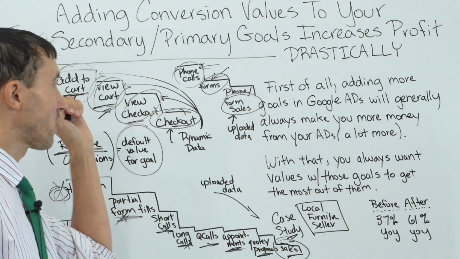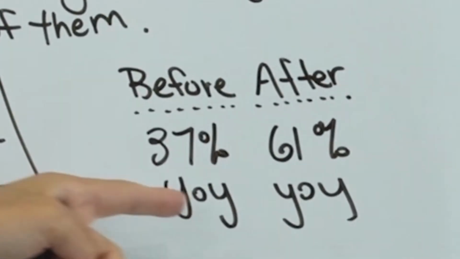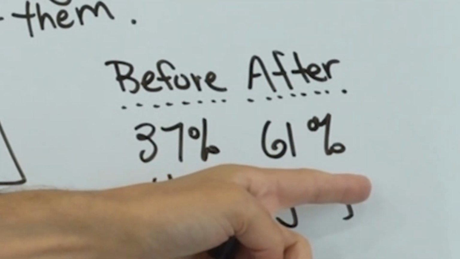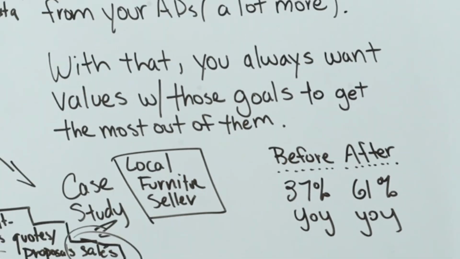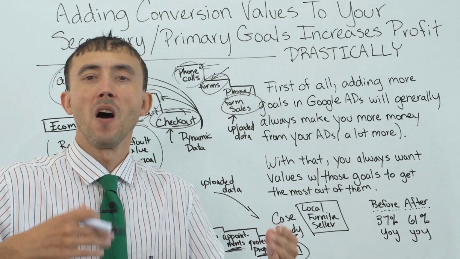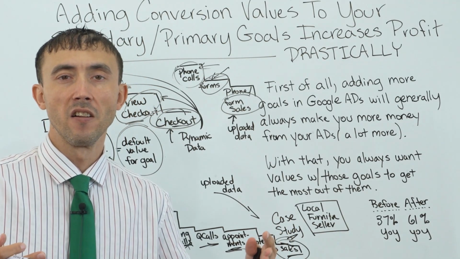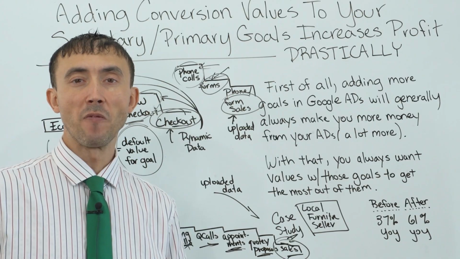When we added the extra conversion value for these extra mini steps here, we went from a 37% year-over-year increase in sales to a 61% year-over-year increase in sales itself, just by doing that one simple thing. And of course, we did some other stuff that we had during that year, but it's very minimal because this is a client we've had for a while.